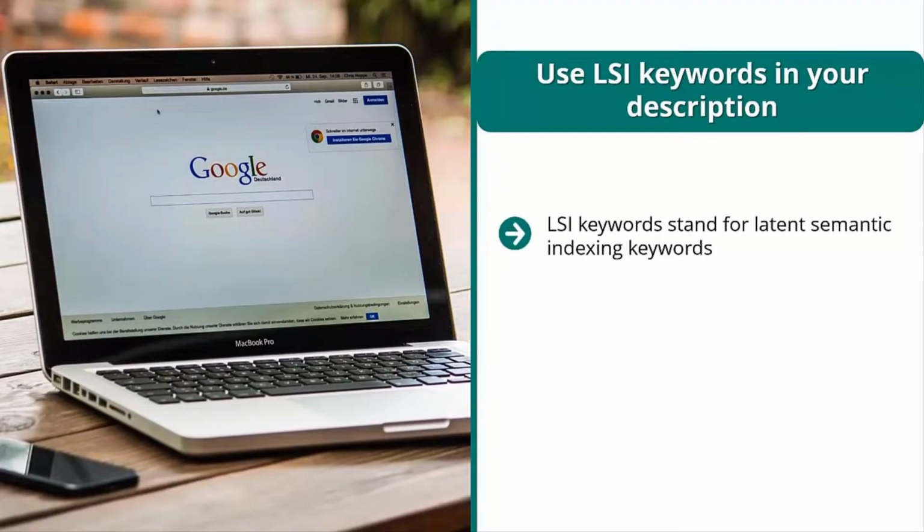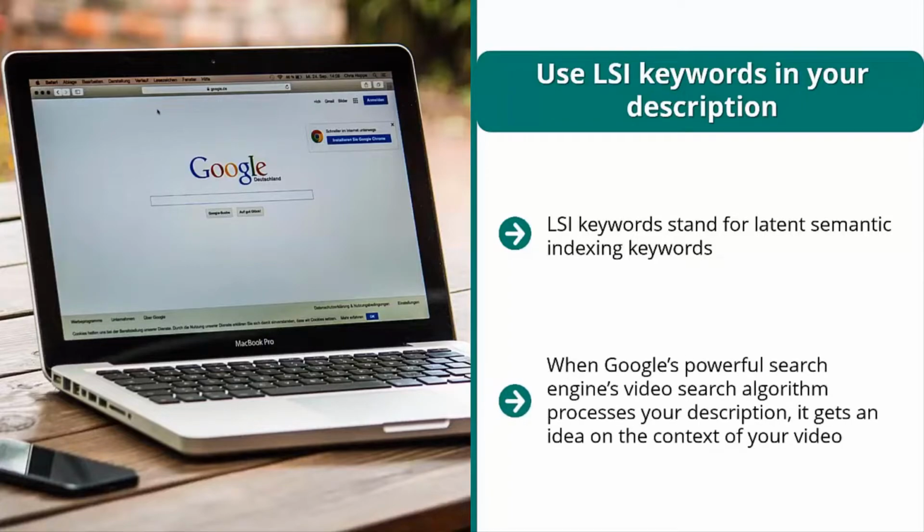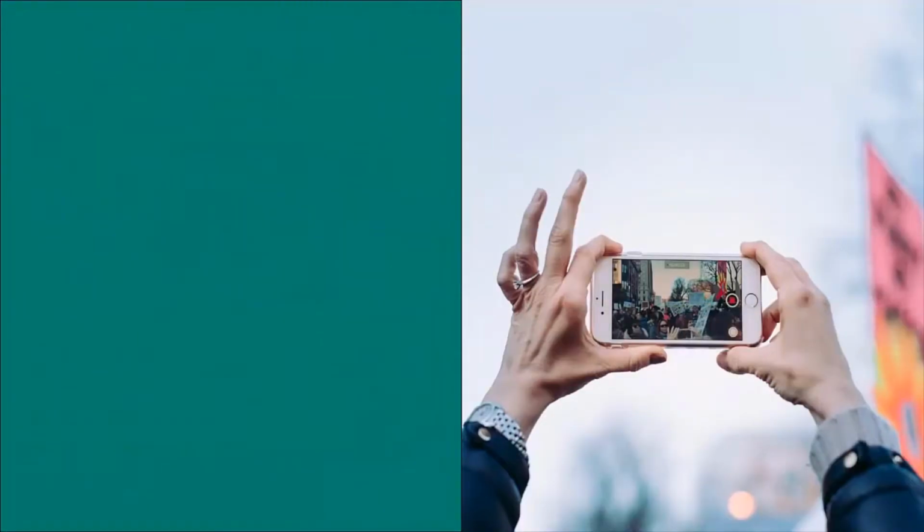Use LSI keywords in your description. LSI keywords stand for Latent Semantic Indexing Keywords. These are keywords that are thematically related to your target keyword. So, when you find the most related keywords to your target keyword and you put it in a description that makes grammatical sense and flows naturally, you're creating context. When Google's powerful search engine's video search algorithm processes your description, it gets an idea on the context of your video. It's not just some random video that popped up. It has a specific context.